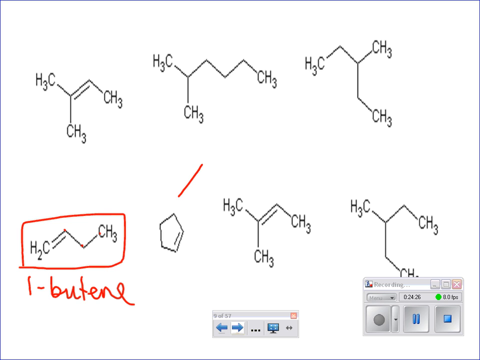Okay, let's look at this guy. He's a cyclopentane. If I don't have any functional groups hanging off or any alkyl groups, and it's not pentene, I don't need to put a 1 there. Why not? It's a circle.